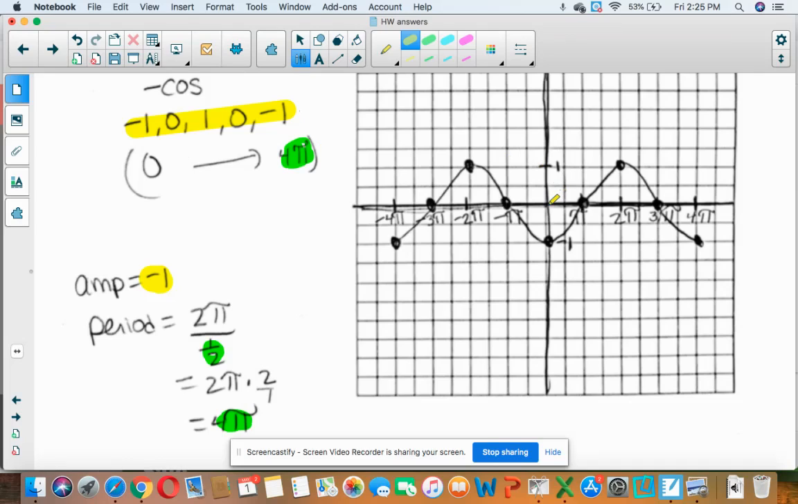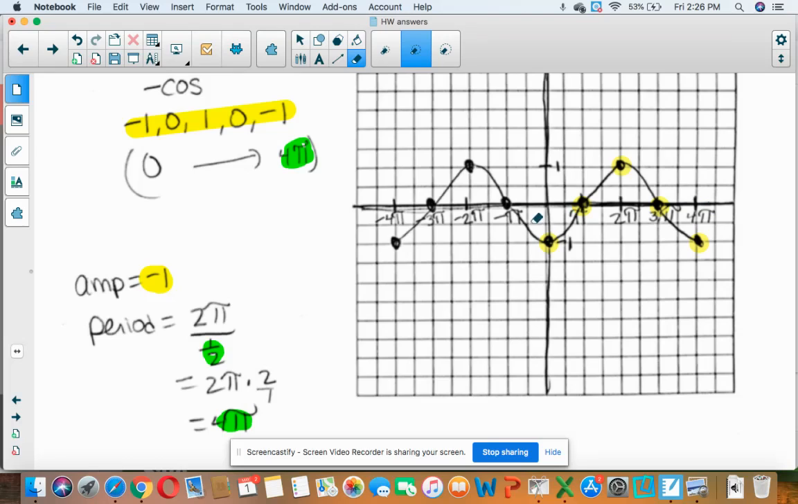So I have 0 right here and I have 4 pi right here. Now, in between 0 and 4 pi, half of that is 2 pi, half of that is just pi, and in between 2 pi and 4 pi, I have 3 pi. Now, my critical values are -1, so 0 is -1, pi is going to be 0, 2 pi is going to be +1, 3 pi is going to be 0, and 4 pi is going to be -1. So I'll erase these other highlights that I have right there. Okay, and that's my graph.